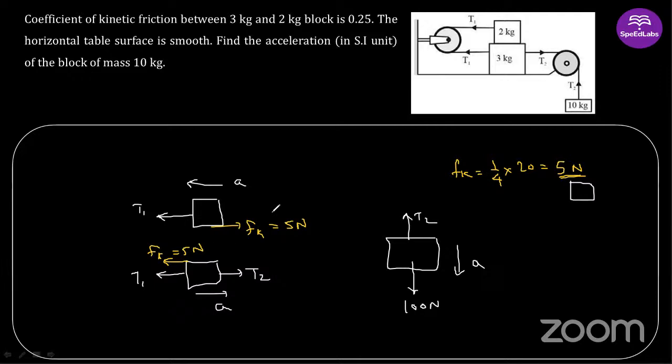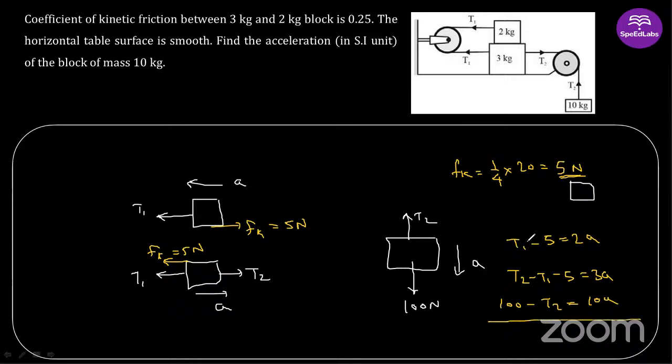Start writing the equation for each and every block. If you write the equation for the first block, the 2 kg one, F is equal to ma. So I am writing T1 minus 5 is equal to 2a. What if you write the equation for the second one? It is moving in this direction, so we will write T2 minus T1 minus 5 is equal to 3a. For the 10 kg, I am writing 100 minus T2 is equal to 10a.